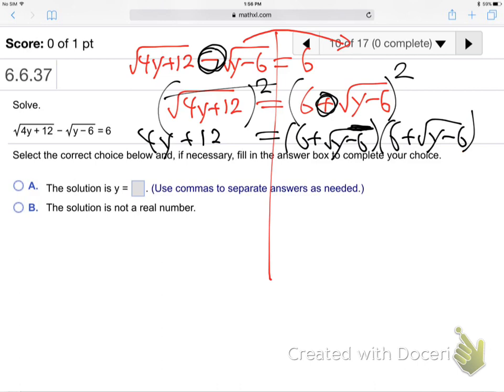Pretty much how these always work. Is that good? Take it from there. FOIL out that right side.